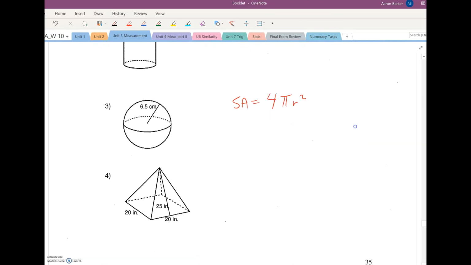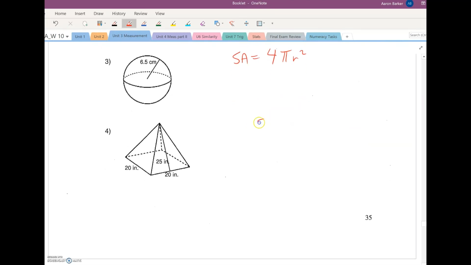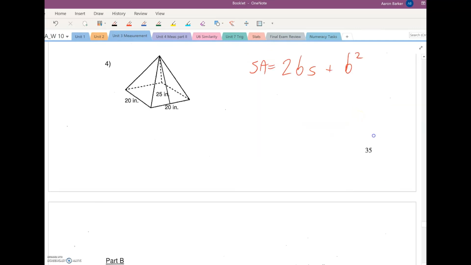Okay, and surface area of the pyramid, pardon me, is 2bs, so 2 times b times s, plus b squared. So you got to find those 2 numbers.